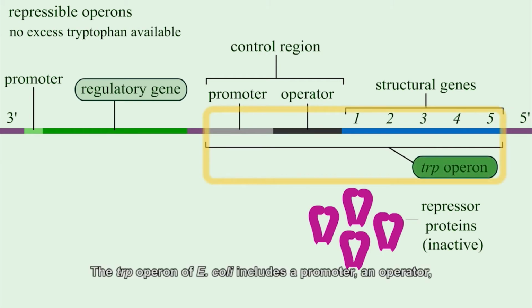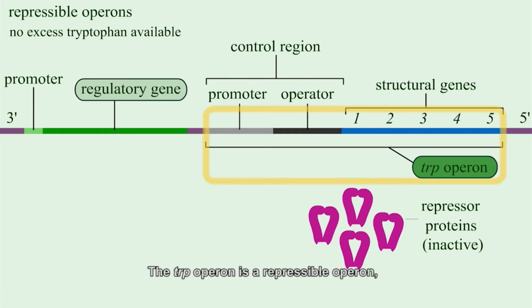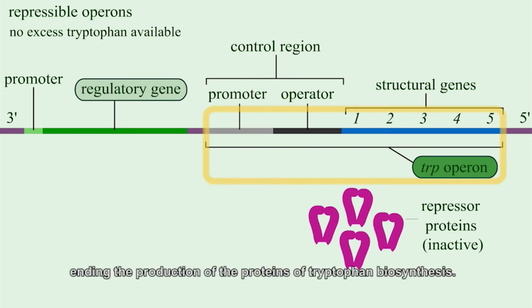The TRP operon of E. coli includes a promoter, an operator, and 5 structural genes encoding proteins involved in the biosynthesis of tryptophan. The TRP operon is a repressible operon, meaning that the genes are usually transcribed. When excess tryptophan is available to the cell, the operon is repressed, ending the production of the proteins of tryptophan biosynthesis.